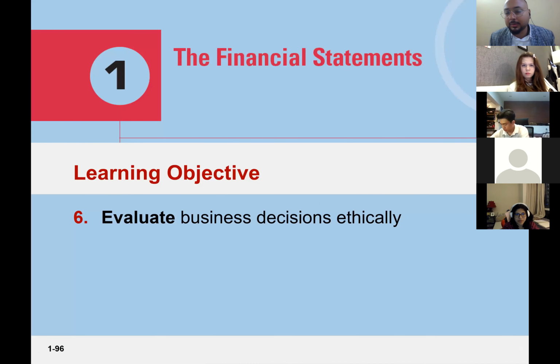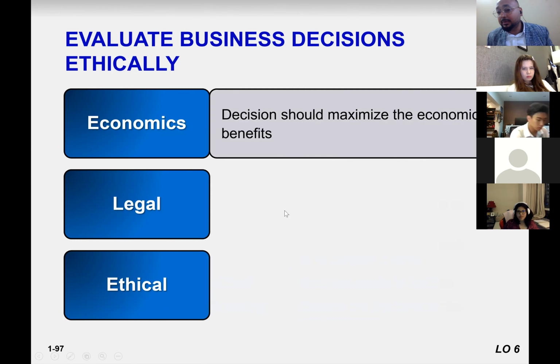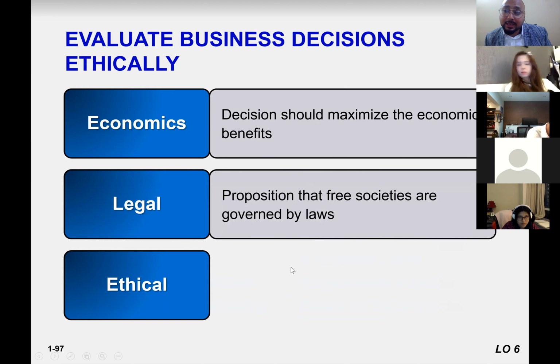Here we go. The last slide, or last learning objective, is to evaluate business decisions ethically. So up till now we have evaluated the business based on the income statement, cash, balance sheet, and retained earnings, right? But how can we evaluate a business ethically? There are three ways that we need to establish. Number one, the business must make some profit, an economic basis. It must have some value in it, otherwise you cannot survive. The business must be legal.